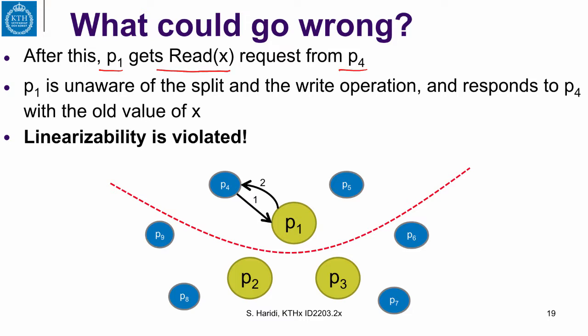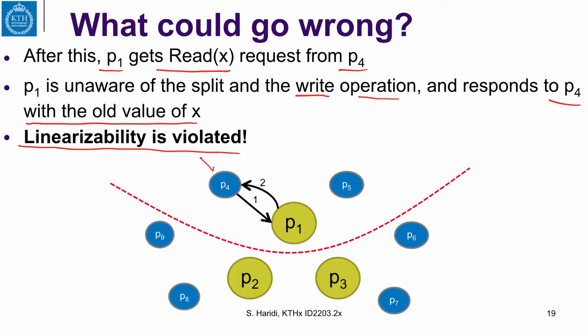So P1 gets a read request from P4, and in this case P1 is unaware of the split and is unaware of the write operation. So P1 responds to P4 with the old value of X. So now we have a situation where the replicated state machine has updated its value, but P1 is responding to the client P4 with an old value. This is a violation of strong linearizable consistency because the read operation should be ordered after the write, but it has returned the old value.